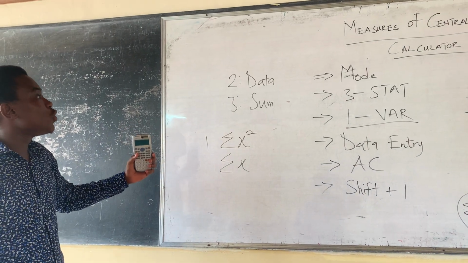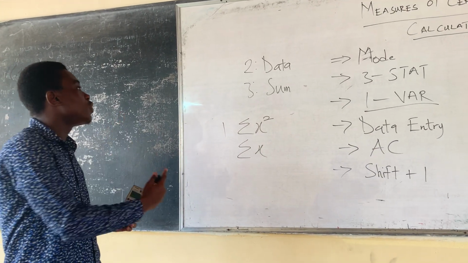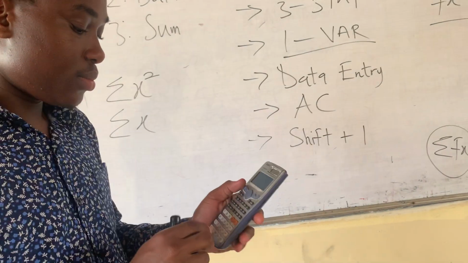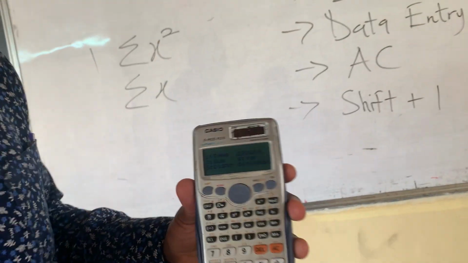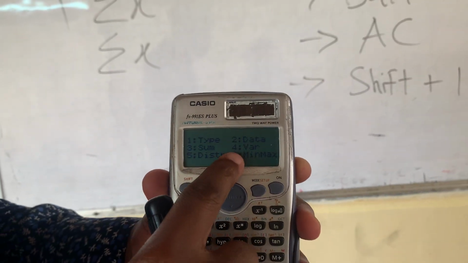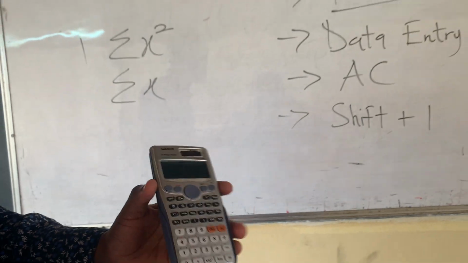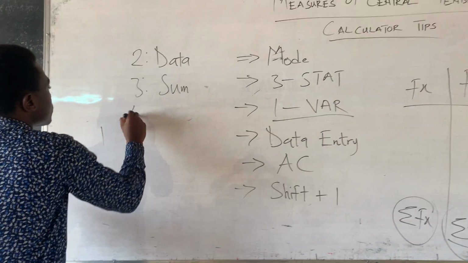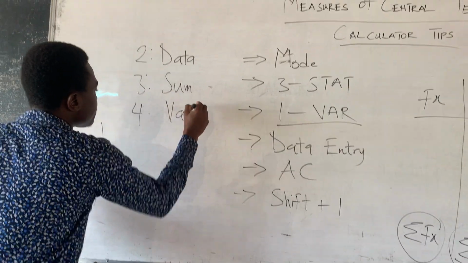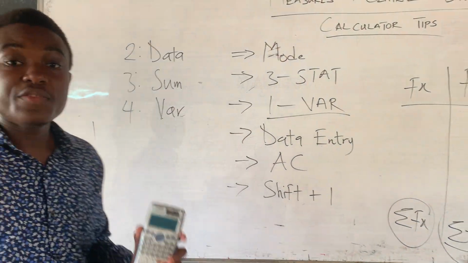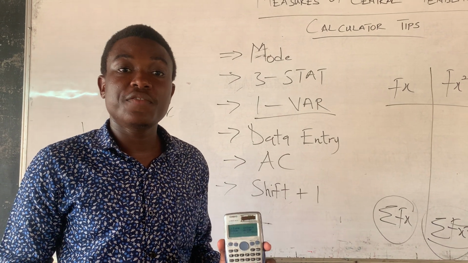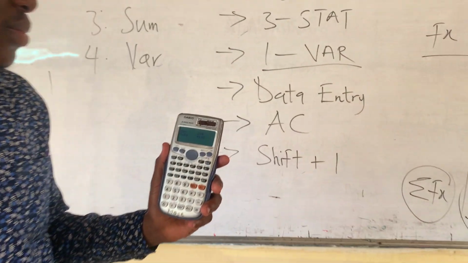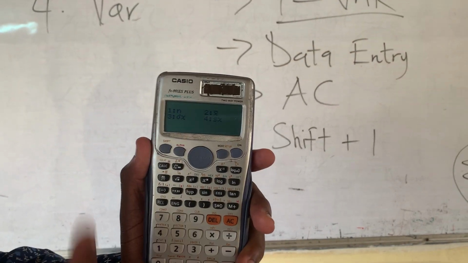So now we've looked at the type, we've looked at data, we've looked at sum. Let's check out the next option. So the next option there is var. That is option 4, VAR. If you press the 4, that is the VAR, you get 4 options. So we have option 1, N.